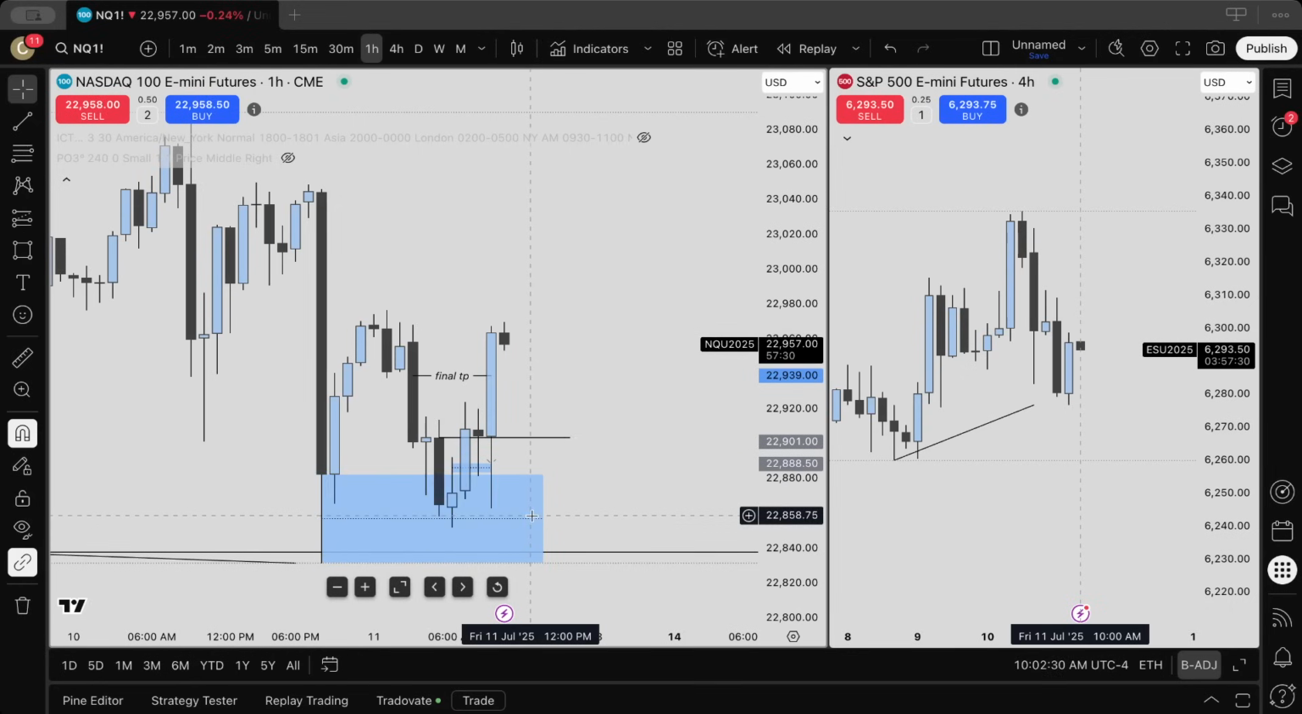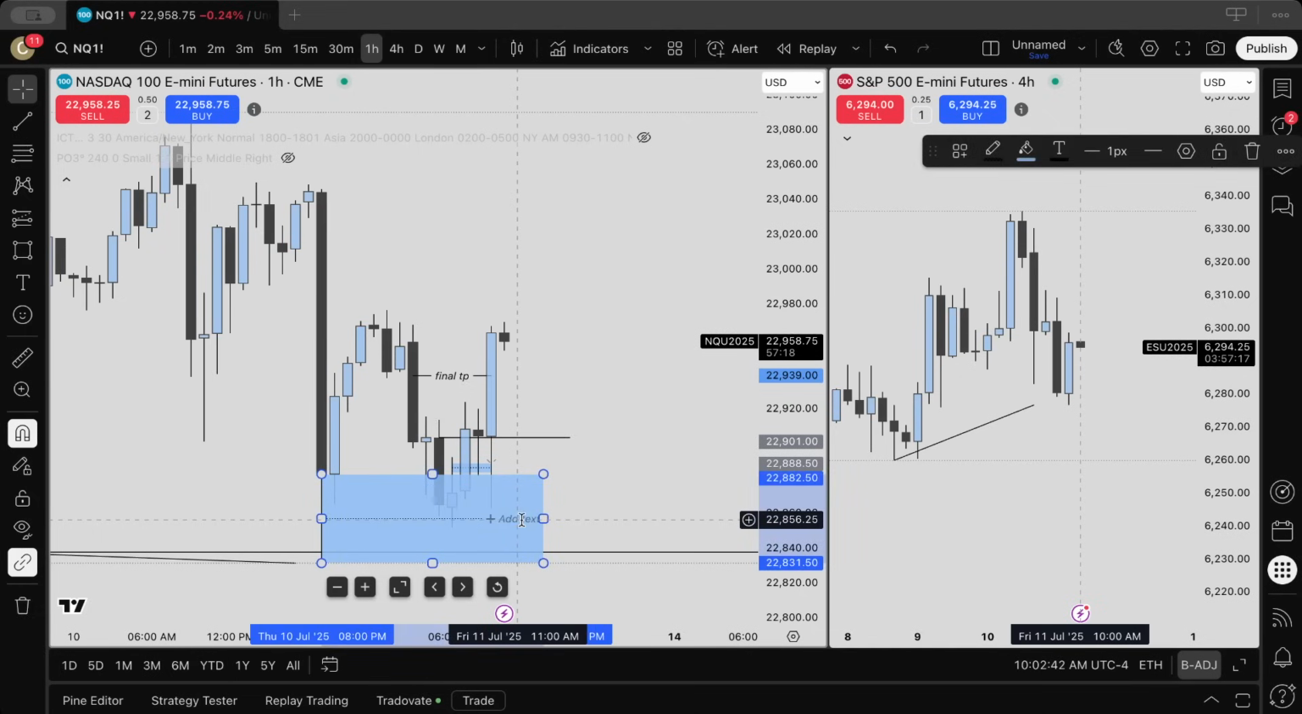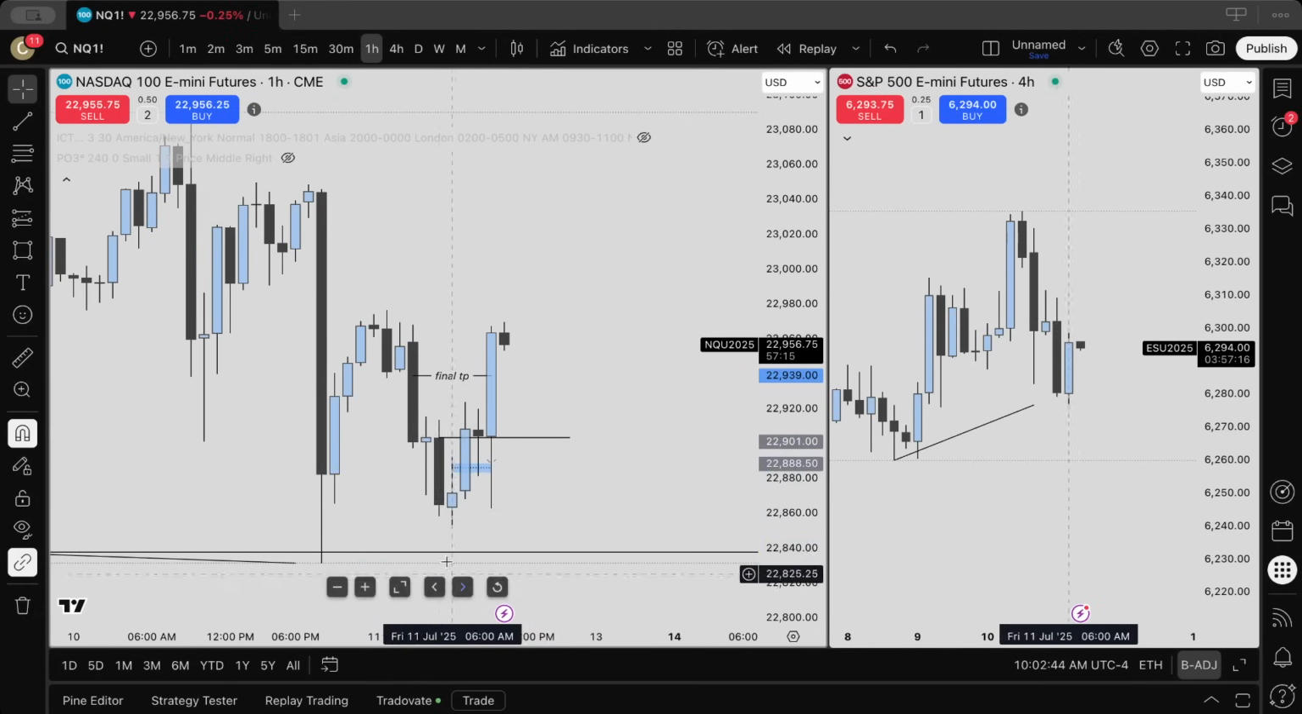oh, dude, I always mess up this term. Not center encroachment, consequent encroachment. So the CE of a wick is just like the middle 50%, as you can see by the dotted line right there. So we respected that. I consider that a PD array. So I consider this an order block since we pulled into that and closed above.